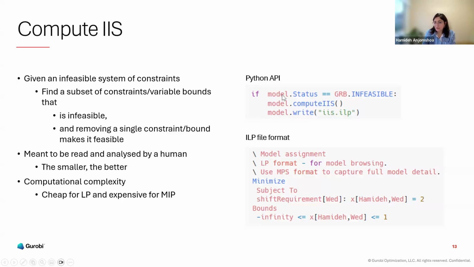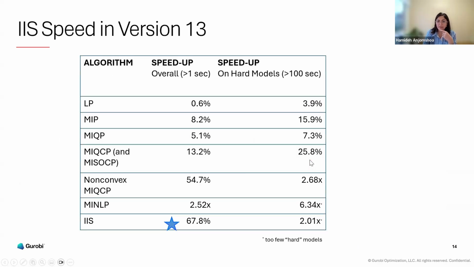Check if the model is infeasible, then it's very simple: model.computeIIS. And there's a very nice format where we can write the output to a file in ILP format. Make sure you write it in ILP format, because you can see here an example of the original model I showed you. It says, okay, this is a very simple shift constraint for Wednesday: Hamid's x on Wednesday is 1, and he's the only person available on Wednesday.